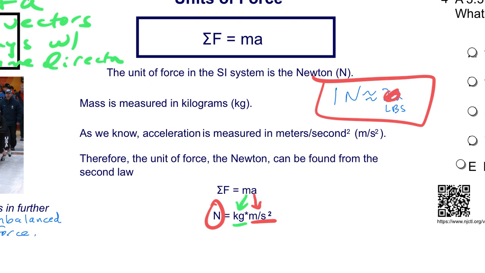2.2 newtons is a pound. So it's approximately 1/4 pound. If you want a quarter pounder at McDonald's, you'll get a Newton burger.